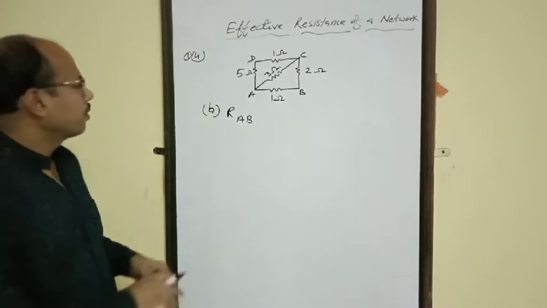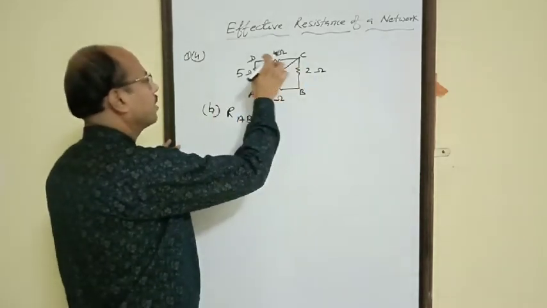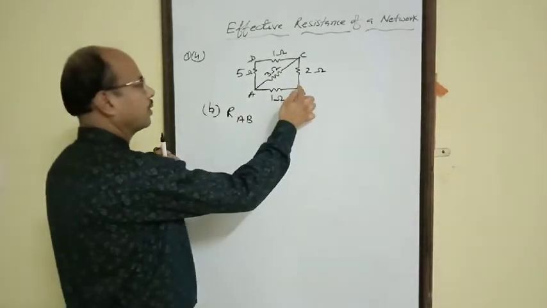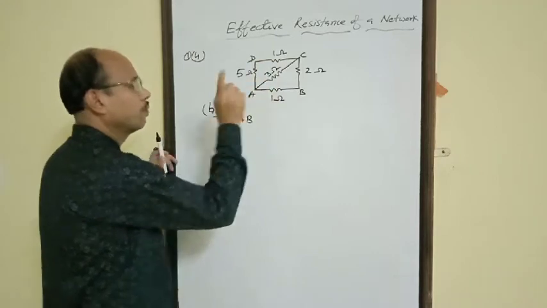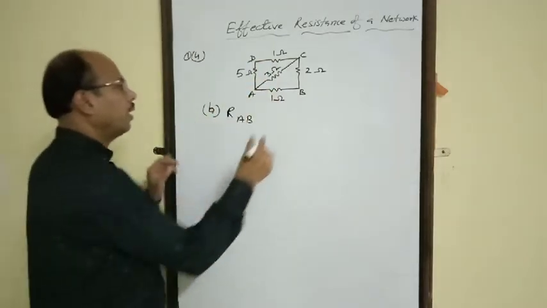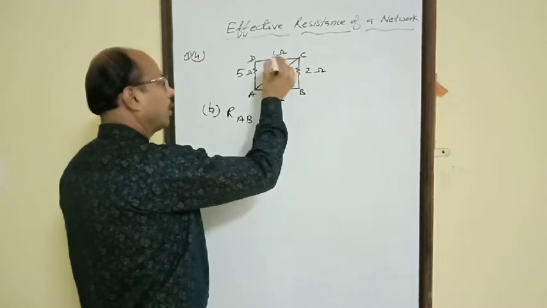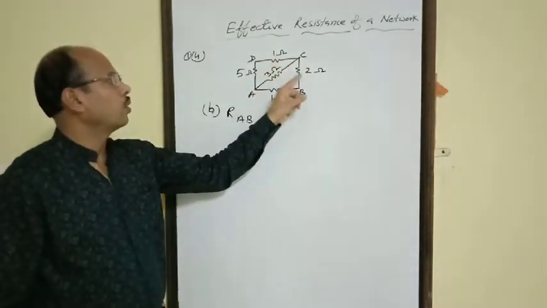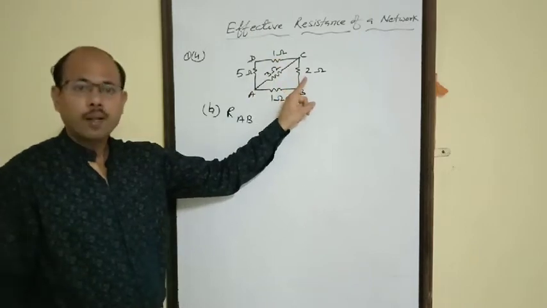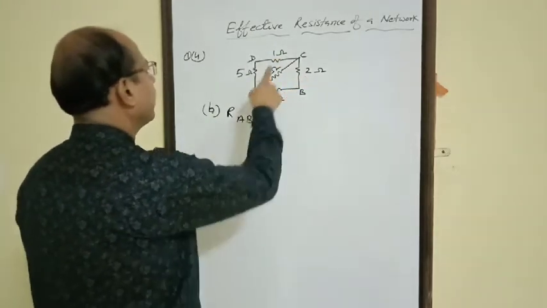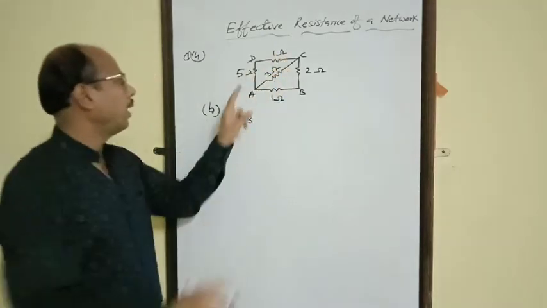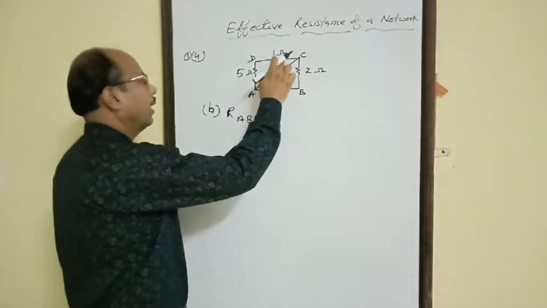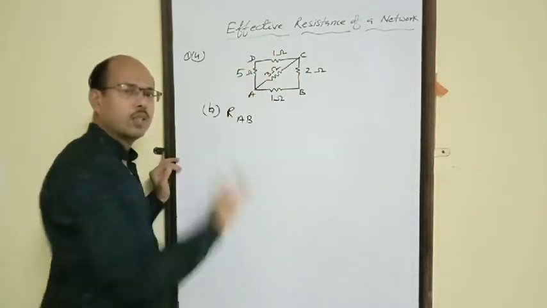Some students may say, sir, these 3 will be in series. Let us suppose you are saying that all these 3 are in series, but no, it is not. Why? If we consider this 2 ohm and 1 ohm, there is also this 3 ohm between them. Therefore, this 1 ohm and 2 ohm are not in series. But if we clearly see this, it is clear that this 5 ohm and 1 ohm are directly in series without any confusion.